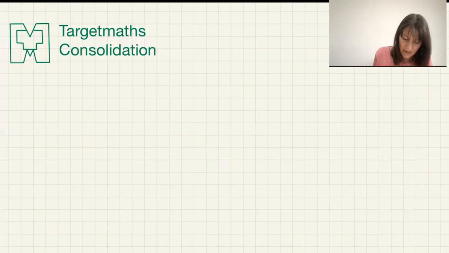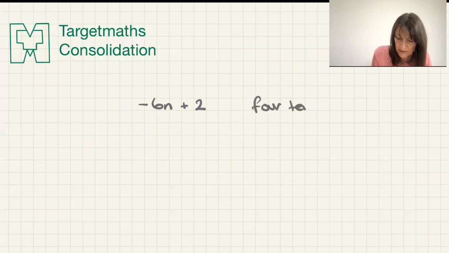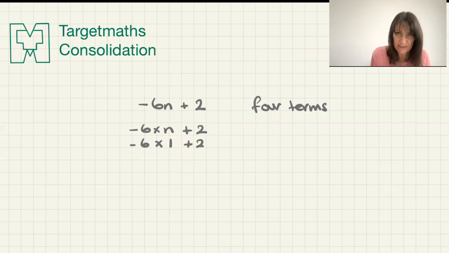And this time I'm going to give you the nth term and ask you to write the first 4 terms. Hit play when you're ready. Okay, so this is minus 6 times n plus 2. So we've got to be really careful here. Don't want to make a mistake with this negative. I've got minus 6 times, I want the first term, so 1, plus 2. Minus 6 times 1 is minus 6, plus 2 is minus 4. Make sure you go the right way on the number line.